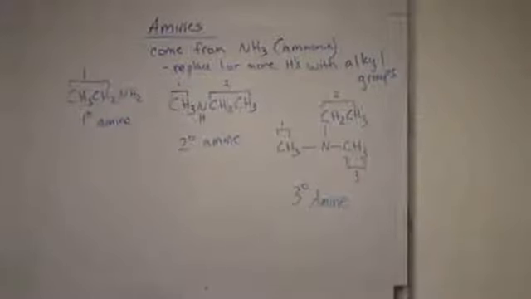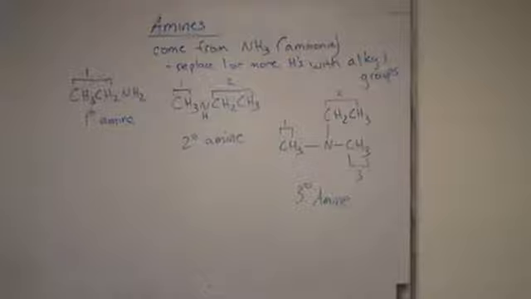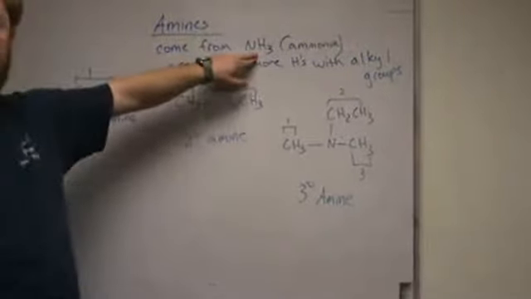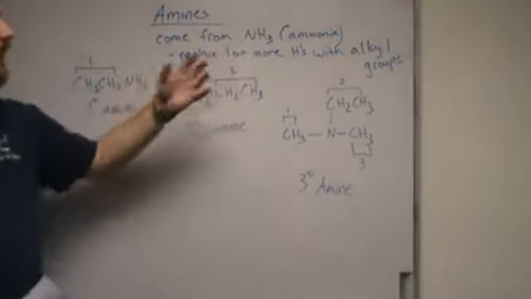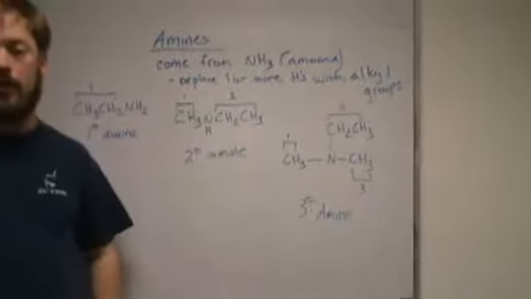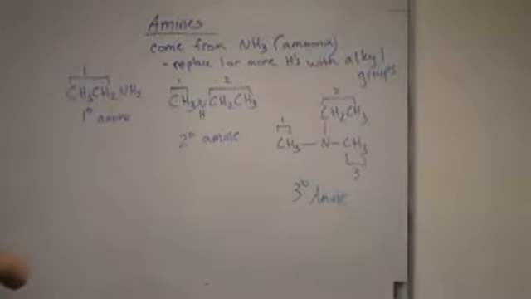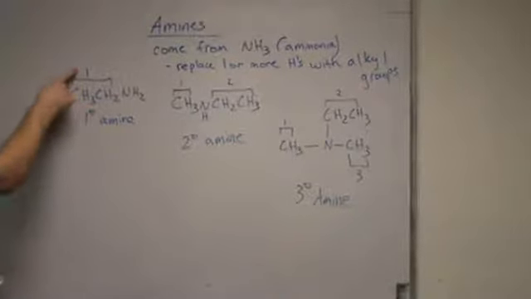Last part on naming. We're going to talk about amines now. Our amines are going to come from ammonia, NH3. And we get an amine by replacing either one of those hydrogens, two of them, or all of them with alkyl groups. For example, if we replace one of the hydrogens on ammonia, we put this ethyl alkyl group. There's one alkyl group there.